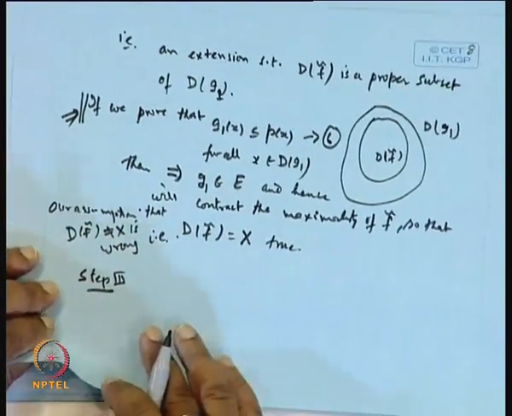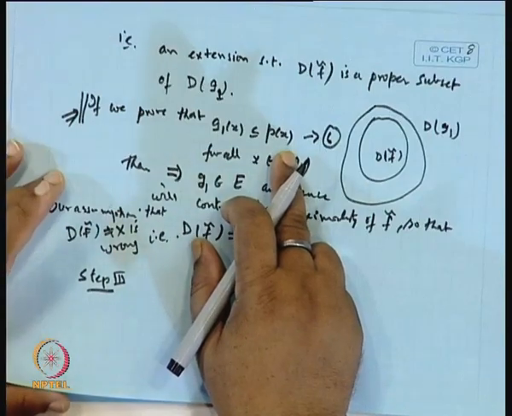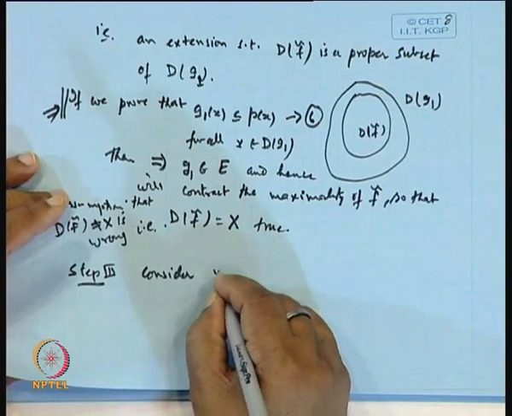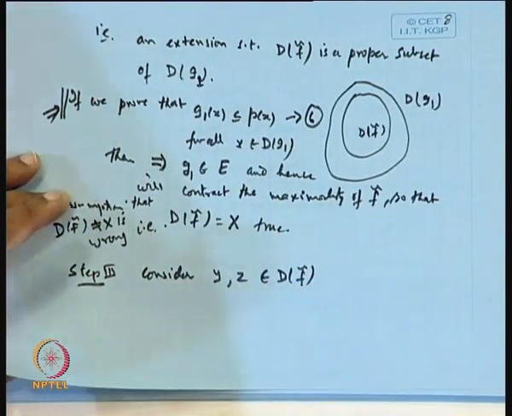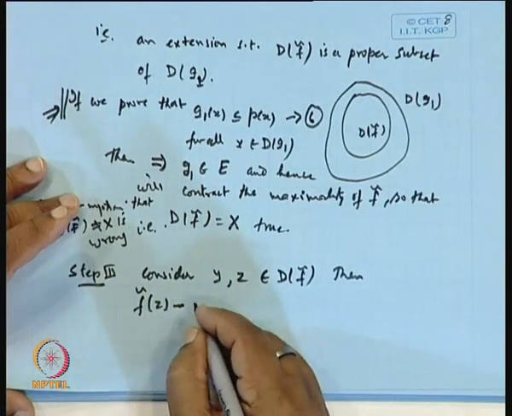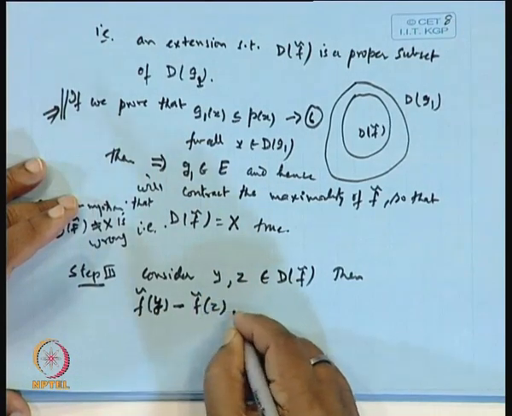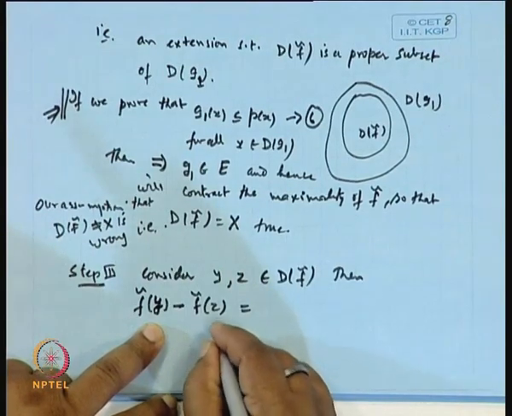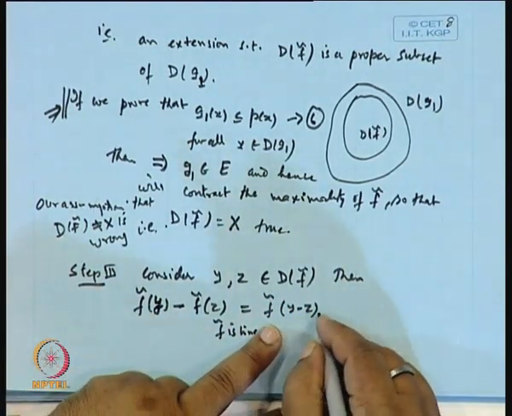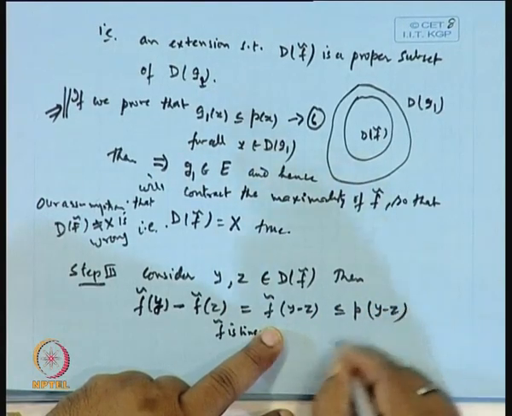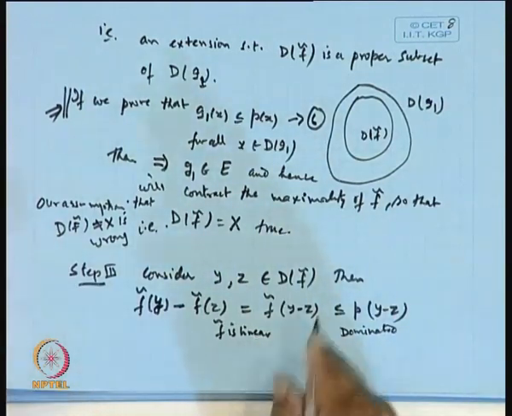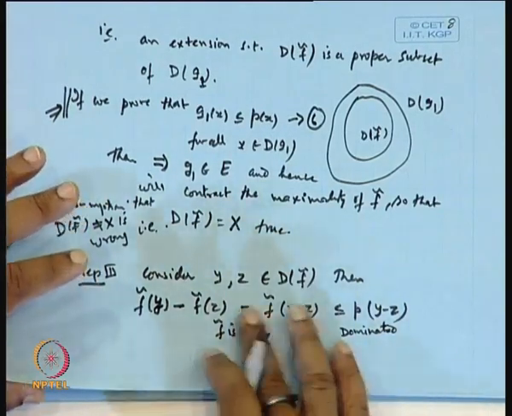So now let us prove that g1 x is less than or equal to p x. So what we do is consider two elements, say y and z in the domain of F delta. Then start with f delta z minus f delta y, or f delta y minus f delta z. Because f delta is linear, by the property of linearity this can be written as f delta of y minus z, and because f delta is dominated by the sublinear functional p, it can be written as less than or equal to p of y minus z, by assumption.